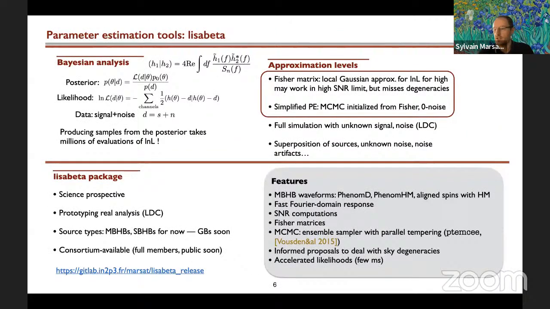I'm going to say a word about the tools that we use in this study. So we aim at doing Bayesian analysis, so producing samples from the posterior distribution of the parameters using a likelihood that is simply the square norm of residuals.